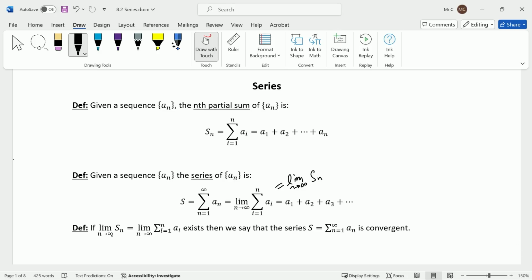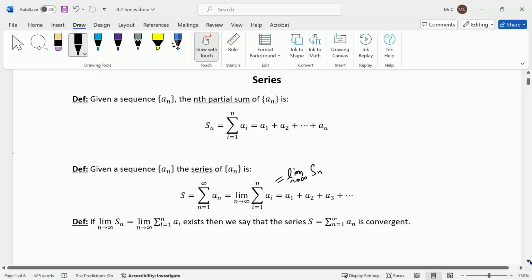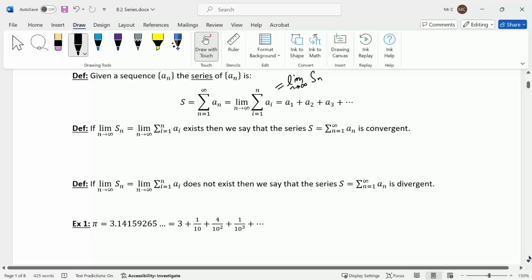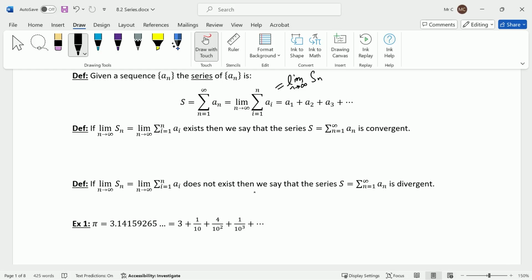If this limit as n goes to infinity of s sub n exists, then we say that the series s equal to the infinite sum from n equals 1 to infinity of a sub n is convergent, which is our standard language. If the limit exists, it's convergent. On the other hand, if the limit of the partial sums does not exist, then we say that the series of terms from n equals 1 to infinity of a sub n is divergent.